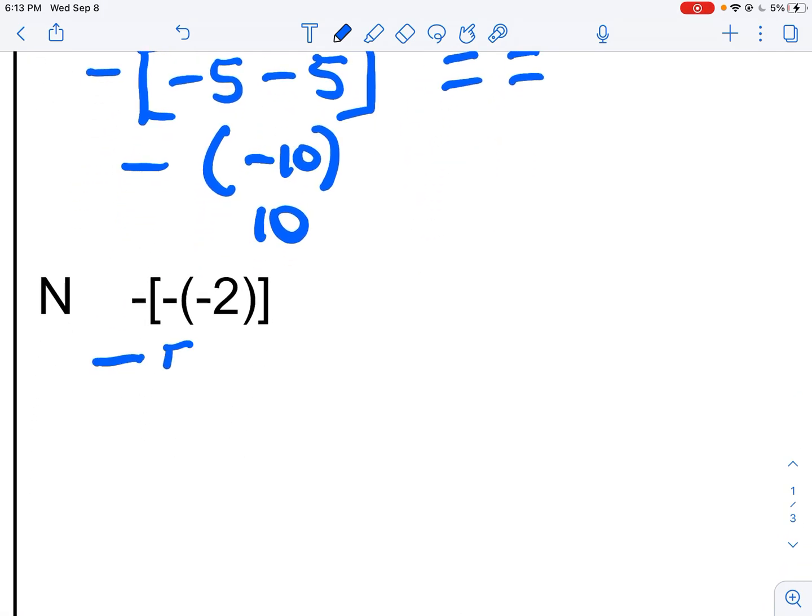Okay, I start with the inside and I work outside. So the opposite of a negative is going to get me a 2. The opposite of a positive is going to get me a negative 2.